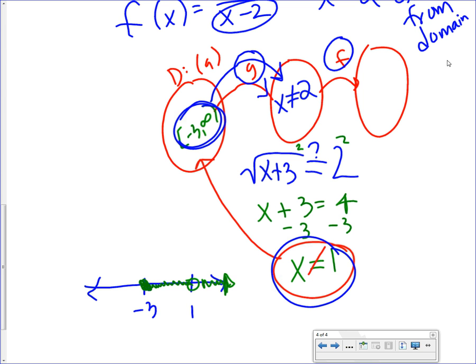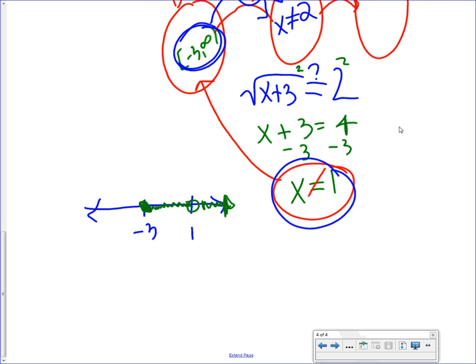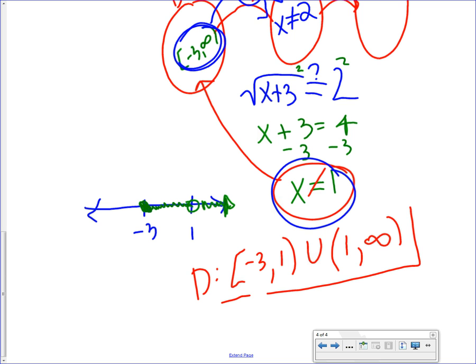So we're going to write that in interval notation. There are 2 intervals, 2 shaded sections. So the first interval goes from negative 3 to 1, but it does not include 1, so we're using the round parentheses. And the second interval goes from 1 to infinity. This is the domain of the composite function.